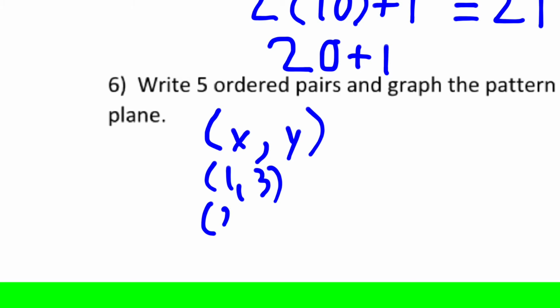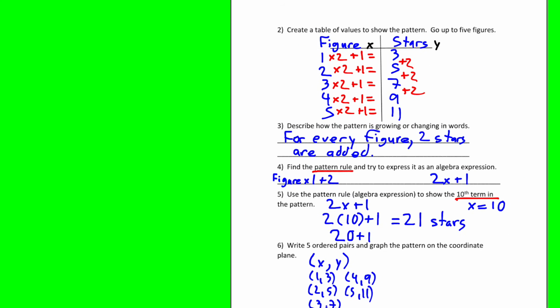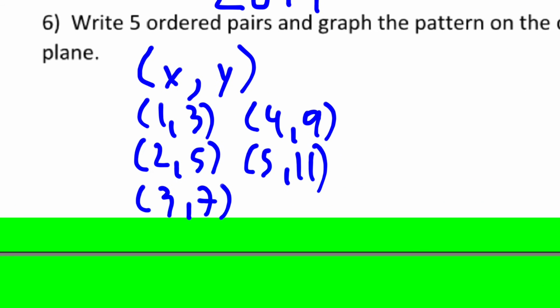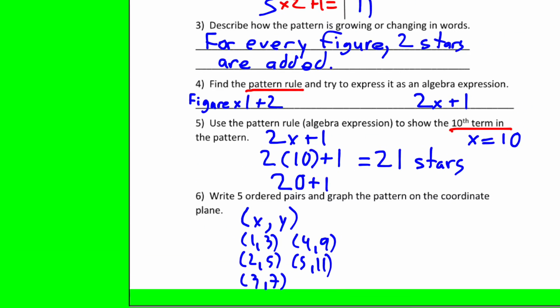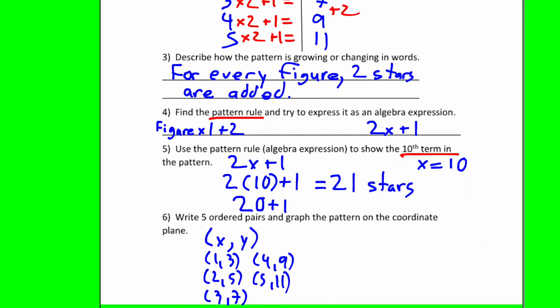Then 2, 5, 3, 7, 4, 9, and 5, 11. Okay? These are all points on a graph. And we're going to graph this now. Again, the graph is going to compare figures on the x and stars on the y.